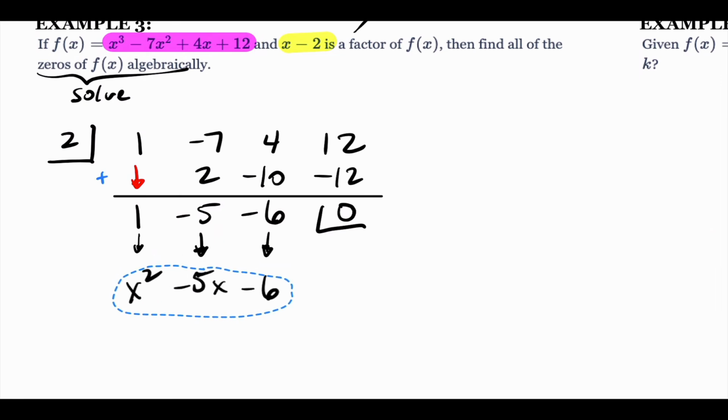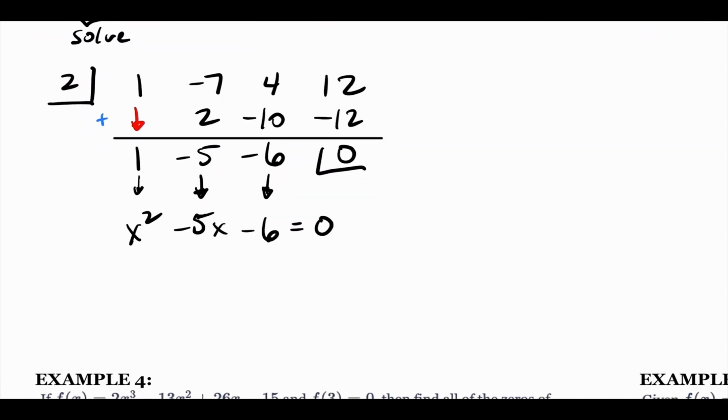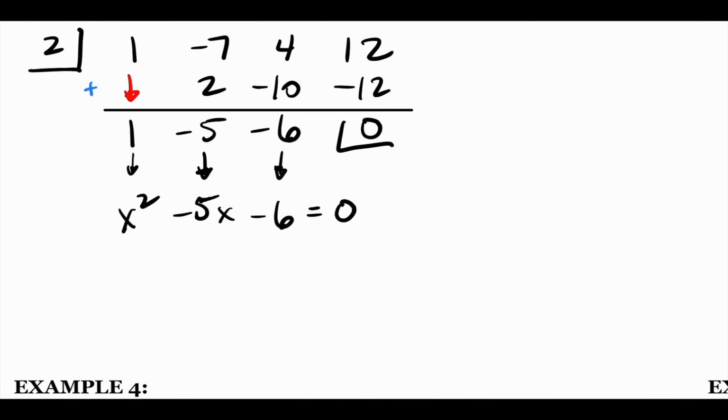This type of guy should look very familiar. I still have to find the zeros though, right? How am I going to find the zeros for x squared minus 5x minus 6? You've done it before. Set it equal to 0 right there. It's a trinomial, right? Directions are right on the board. We've done this before. Set it equal to 0. It's already in standard form. Factor out a GCF. There is no GCF. ABC.